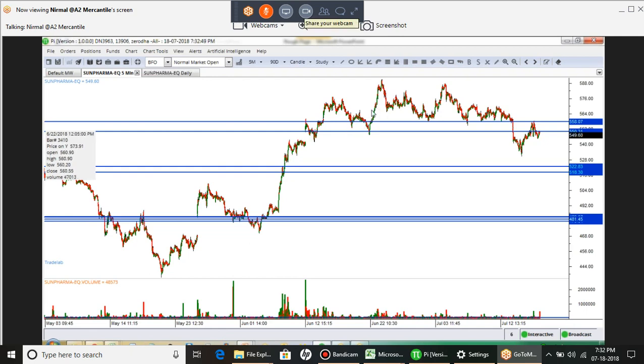Okay. So volume is going to be your indicator. Whenever you see a breakout in the volume, that is going to tell you that now the movement in price is going to happen.